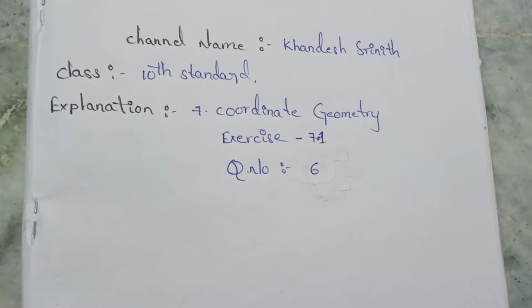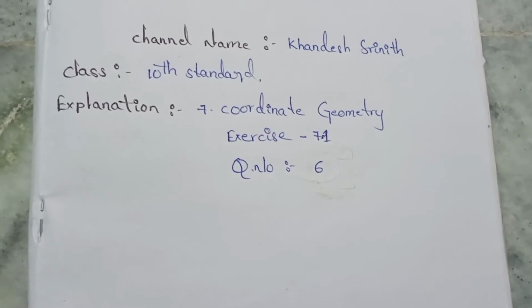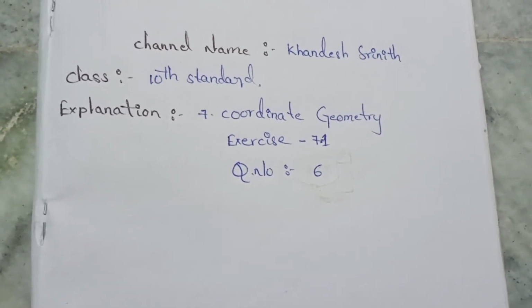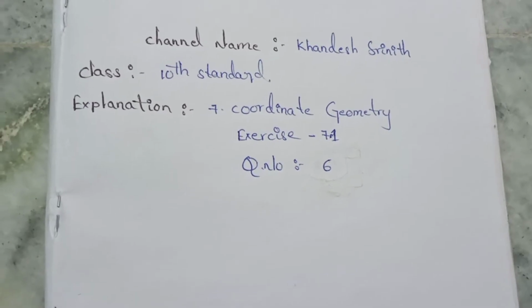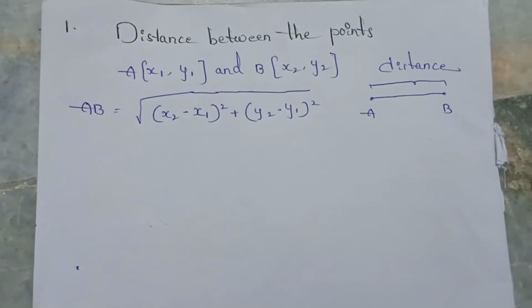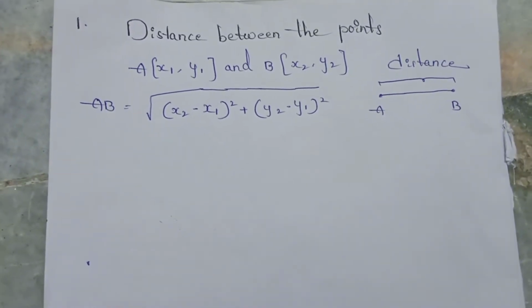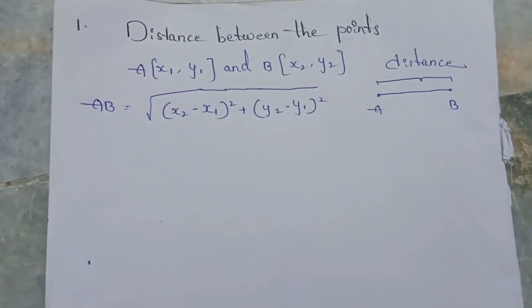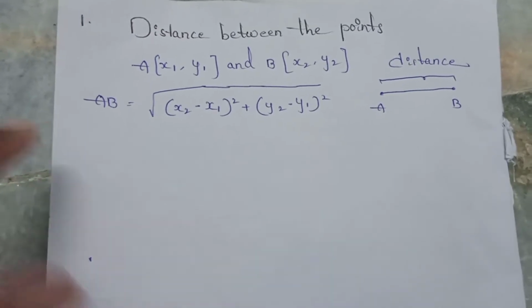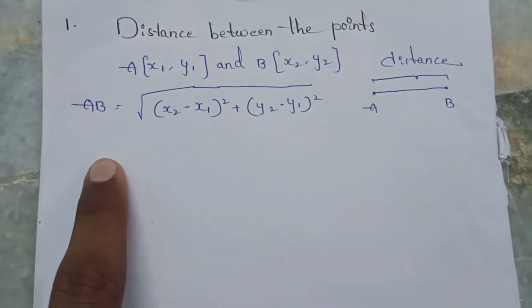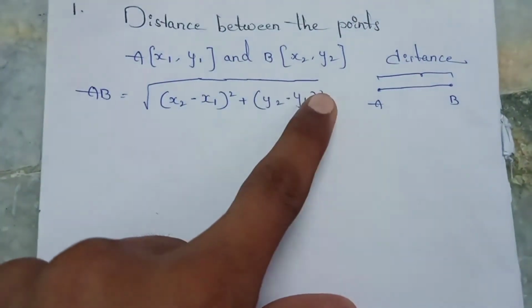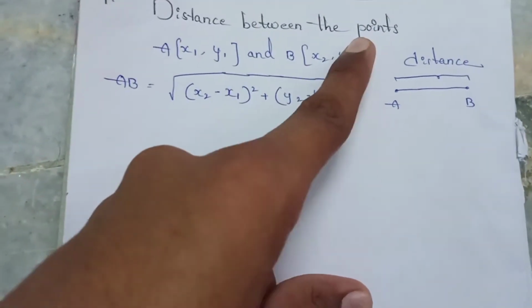In this session I am going to explain the 7th chapter, coordinate geometry, exercise 7.1, question number 6. Before starting exercise 7.1, you need to learn some formula, then only you are capable of doing exercise 7.1. So here there is only one formula: distance between the points. Here I am taking the points.